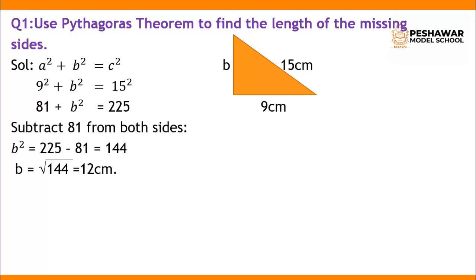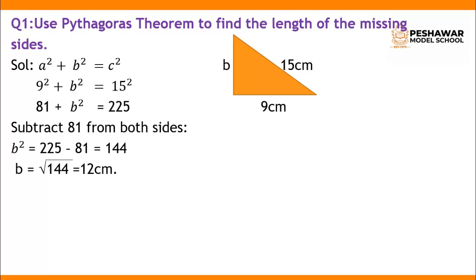By putting a equal to 9 and c equal to 15 in the formula a square plus b square equals c square, a square means 9 square plus b square is equal to 15 square. The square of 9 is 81 plus b square is equal to 15 square, which means 225. How can we take the square? 15 multiplied by 15, we get 225.